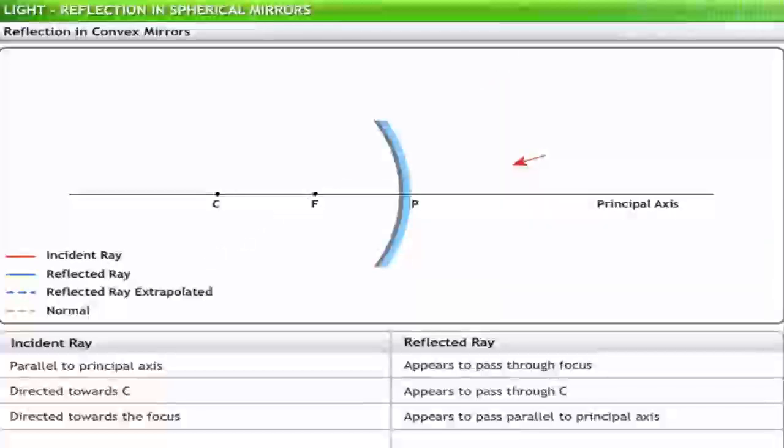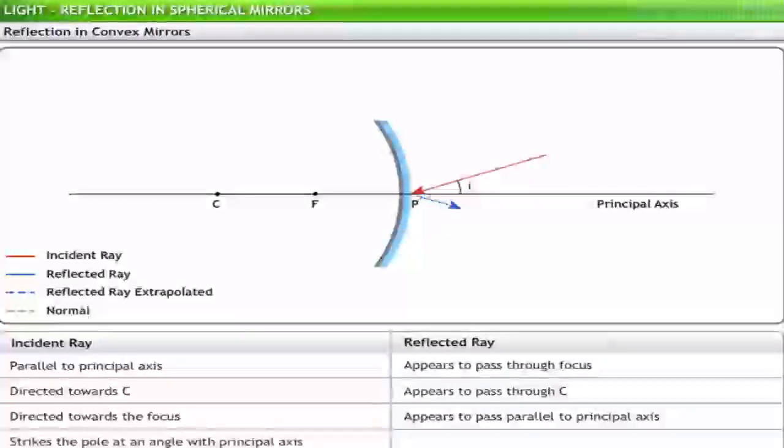Finally, if incident rays strike the pole at an angle with the principal axis, the reflected rays also make the same angle with the principal axis. This helps the drivers of two cars traveling alongside to look at each other in the rear-view mirror of the car ahead.